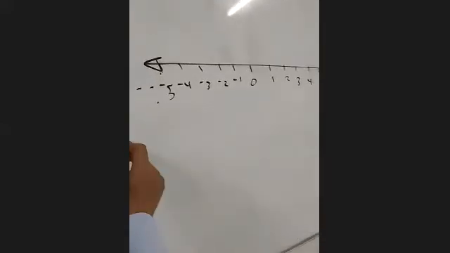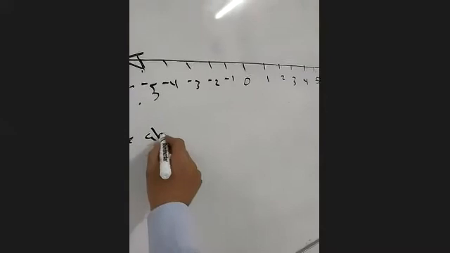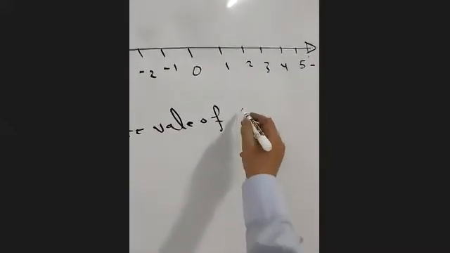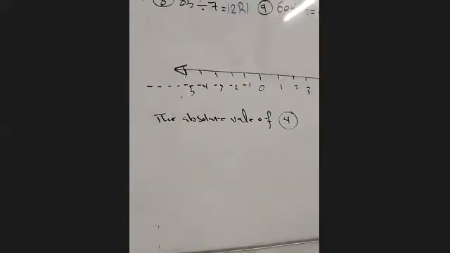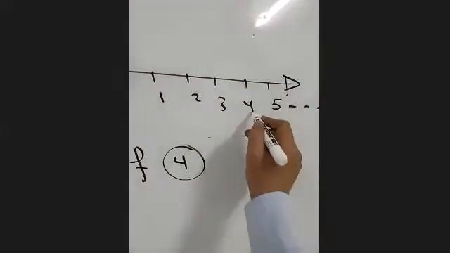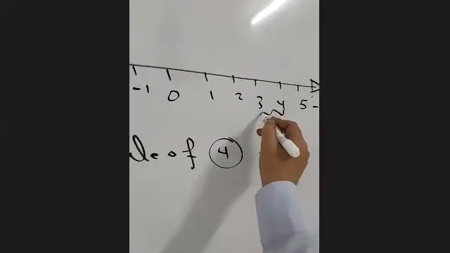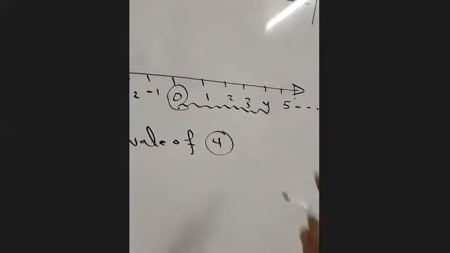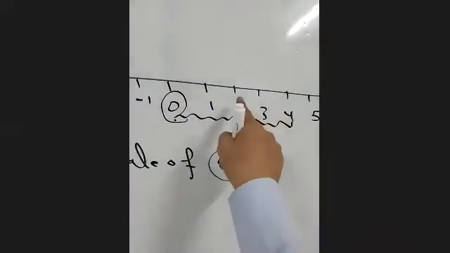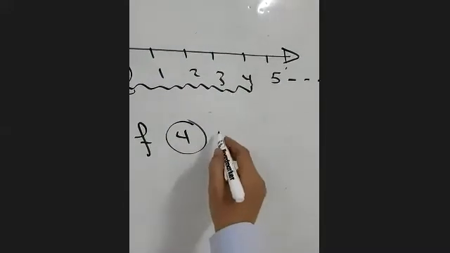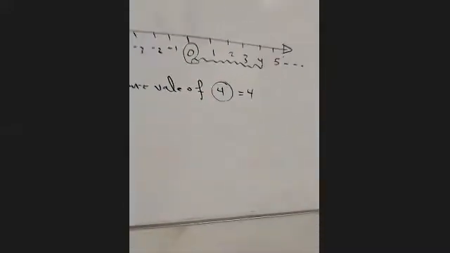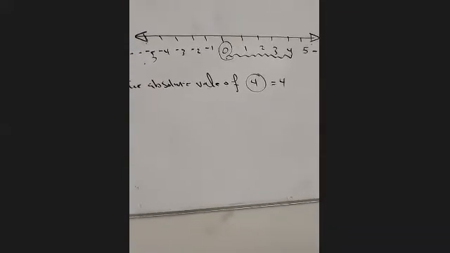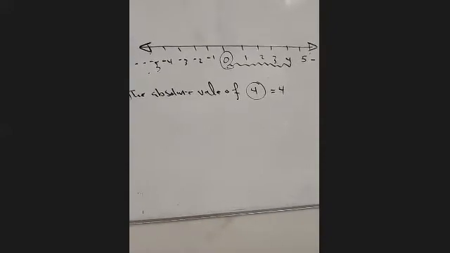It means if I want the absolute value of the number 4, what's the absolute value of 4? I will go to the 4. The absolute value of 4 is the distance between 4 and 0. Now, what's the distance between 4 and 0? It is 1, 2, 3, 4. So the absolute value of 4 is 4. Again, the absolute value of an integer is the distance between the integer and 0.